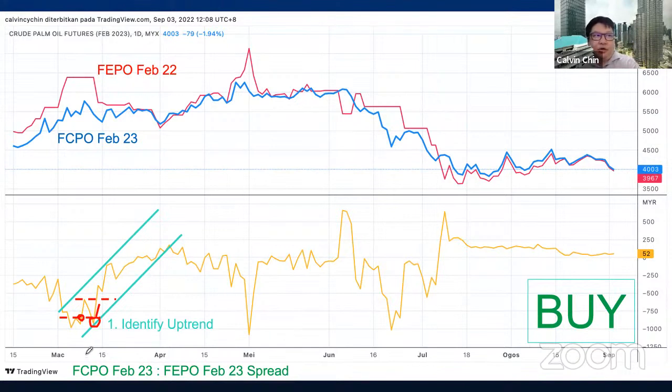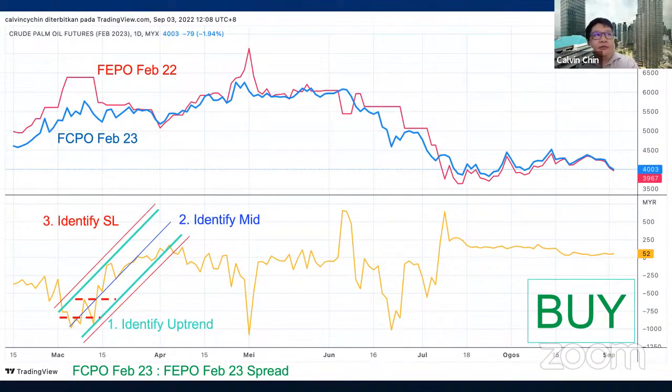Okay. But right now only the first step. It means we got hope the price will go up. But no entry yet. Okay. We need a few more steps. We need to draw a middle line. And then after that, we identify the stop loss. Okay. If the price goes beyond this level, then we stop loss.